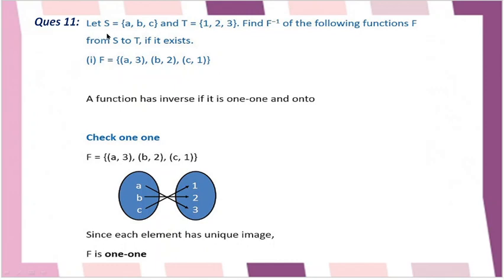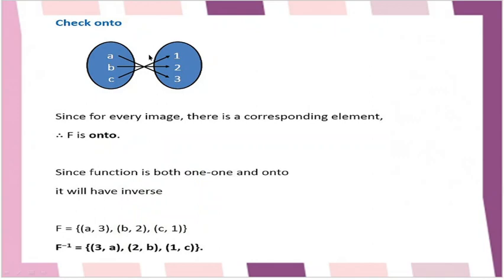Question number 11. Let S be the set of 3 elements a, b, c and T be {1, 2, 3}. Find f inverse of the following function f from S to T if it exists. So f is given as a→3, b→2, c→1. A function has an inverse if it is one-one and onto. Let's check one-one. a is mapped with 3, b with 2, c with 1. So each element has a unique image. This is one-one. And check onto.